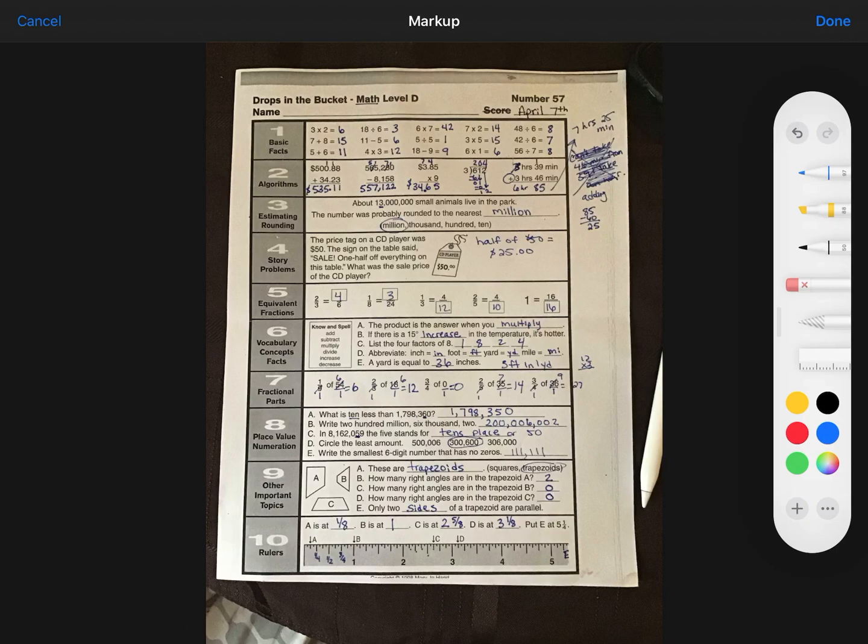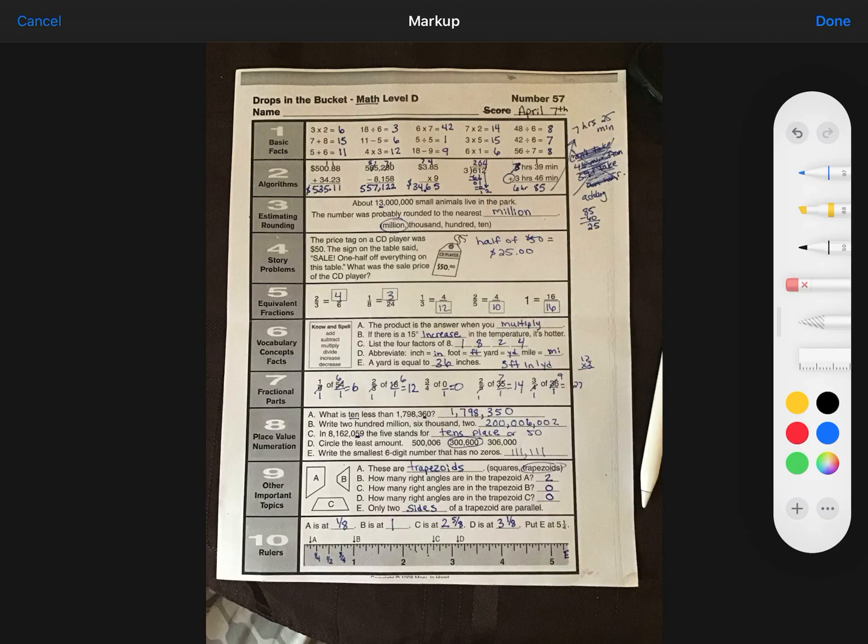Quick review: an answer to a multiplication problem is going to be a product, an answer to an addition problem is going to be a sum, an answer to a division problem is going to be a quotient, and the answer to a subtraction problem is going to be a difference. So please check and make sure you have all the correct products, sums, differences, and quotients.